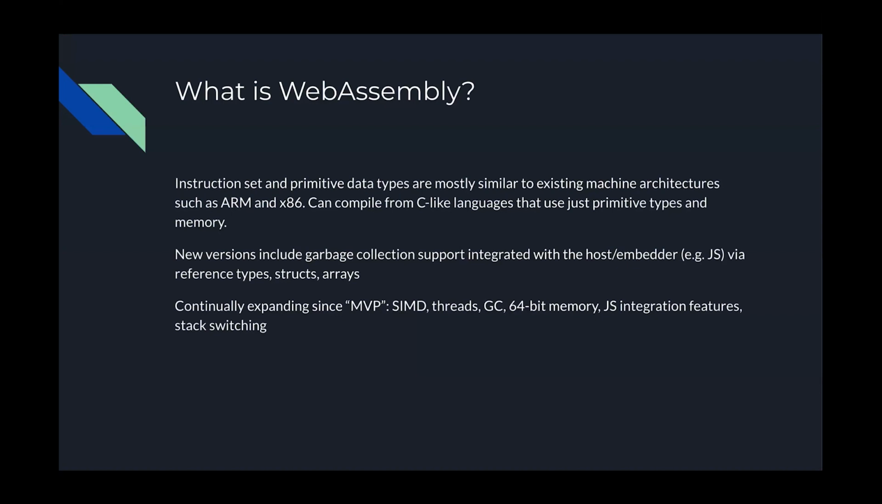And so this comes in the form of a type system with reference types, structs, and arrays, and that sort of thing. And we are continually expanding since we released the sort of minimum viable product around 2017. So we've added SIMD instructions, shared memory multi-threading, this GC feature, 64-bit memories coming very soon, and various features for integration with JavaScript, things like stack switching and others, which are either recently released or in the pipeline.